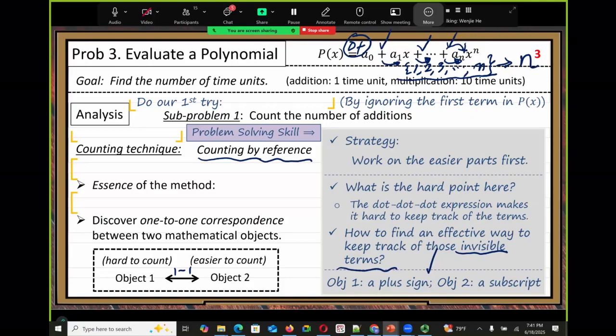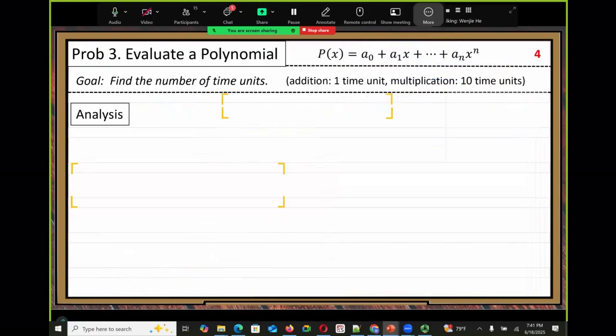All right. Let's move to the next subproblem. For the first subproblem, our answer is n units of time. When we calculate additions, we need n units of time. Now let's move to the second subproblem. This time we need to count the number of multiplications in the brute force method.